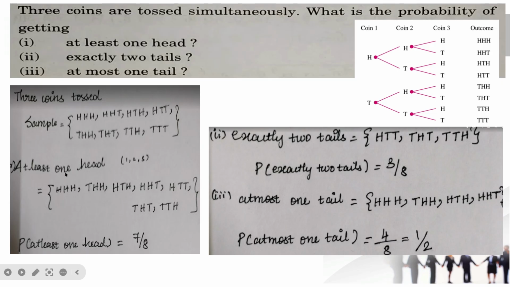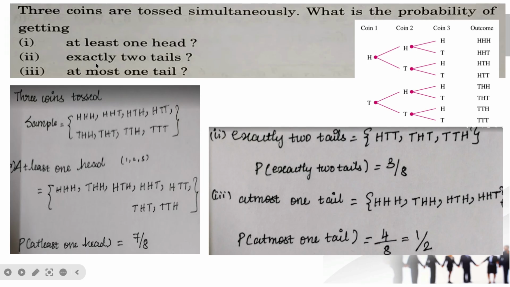At least 1 means 1, 2 or 3. 1 or more it means. At least 2 means 2 or more. Okay. So out of 8 outcomes, 7 were our wanted outcomes. At least one head means 7 outcomes. So the probability of getting at least one head is 7 out of 8. 8 is the total outcomes. Out of them, 7 were the outcomes which we wanted.